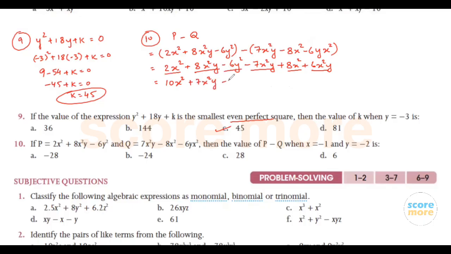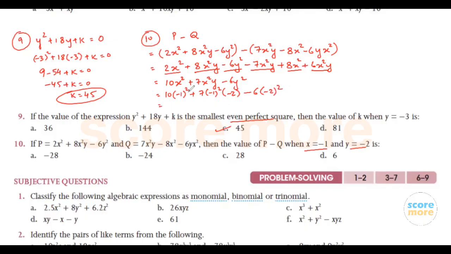Afterwards minus 6y square. ये हमने किया सिंप्लीफाई. अब हमें रिप्लेस करनी है इसमें वैल्यू ऑफ x एज -1 एंड y एज -2. तुमने रिप्लेस किया वैल्यू ऑफ x एज -1, तो -1 का स्क्वायर, x -1 का स्क्वायर एंड y इज -2. -6 इंटू y इज -2 का स्क्वायर.